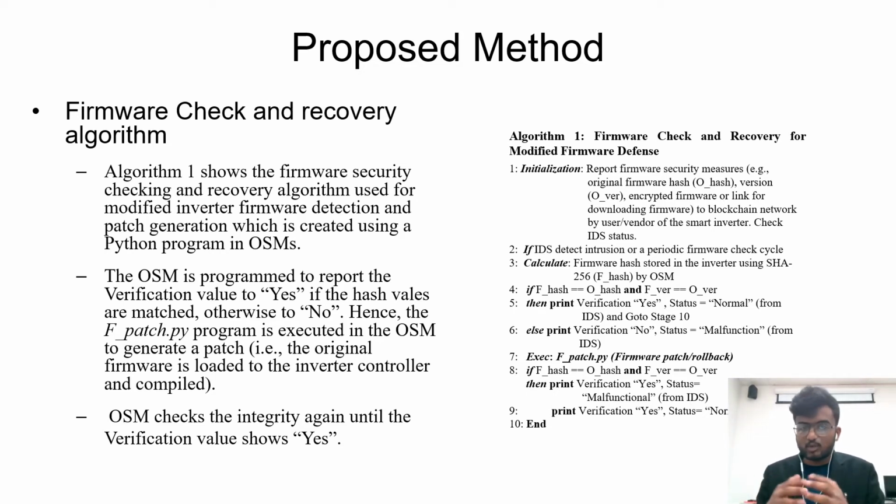So the blockchain will just compare and do the verification as yes, and status is normal. If the status is malfunction, it means that there is some mismatch and the validation is obviously no. Then automatically the OSM module will understand that there has to be patch generation, and it will generate the patch. There's a Python program that we have developed. What it does is replace the whole corrupted firmware file with the original firmware file, so that we get the hash of the firmware matching the vendor's firmware.